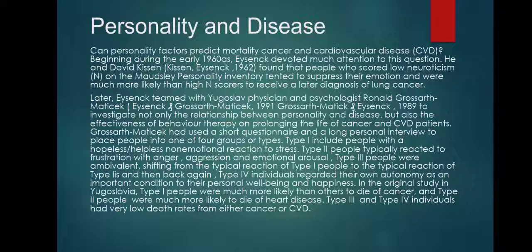In the original study in Yugoslavia, type 1 people were much more likely than others to die of cancer, and type 2 people were much more likely to die of heart disease. Type 3 and type 4 individuals had very low death rates from either cancer or CVD.